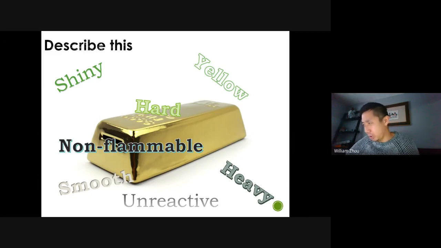Did somebody say hard? Because robust is the same thing as hard. Smooth, nobody mentioned. Non-flammable, definitely no one mentioned that. Heavy. If you ever hold a gold bar, I don't know if you have, though, you can know that this is actually really heavy.